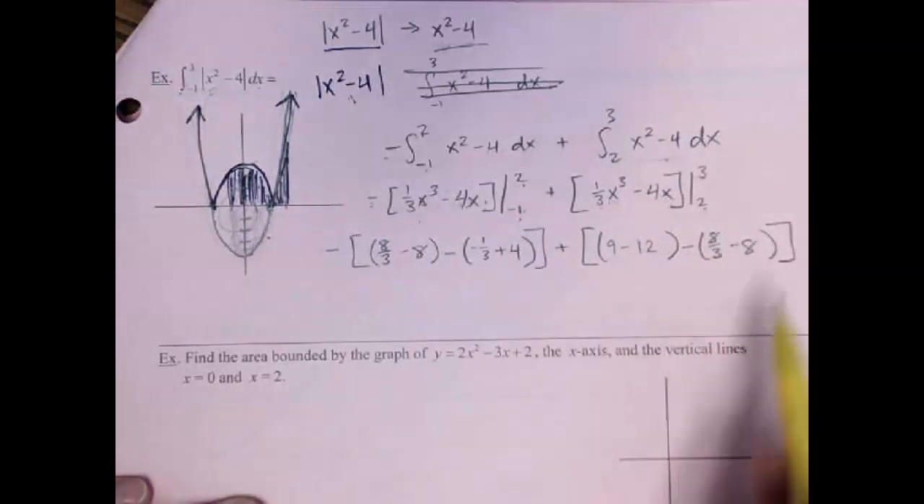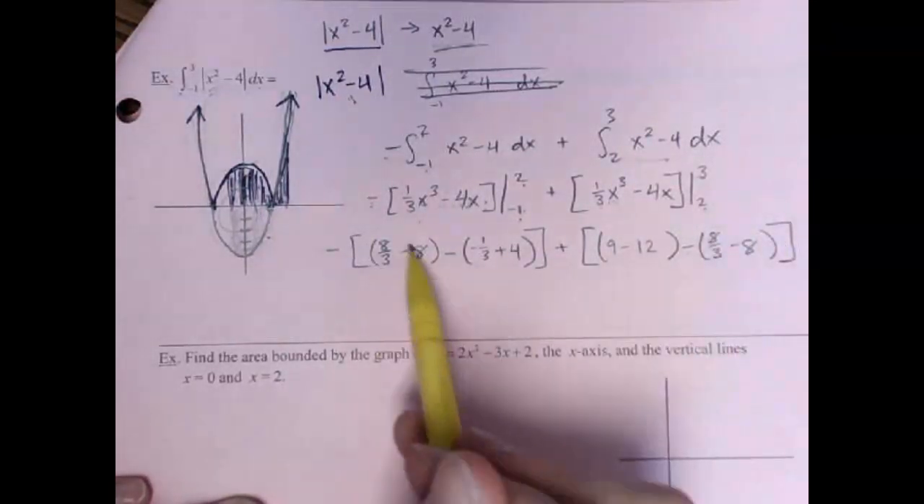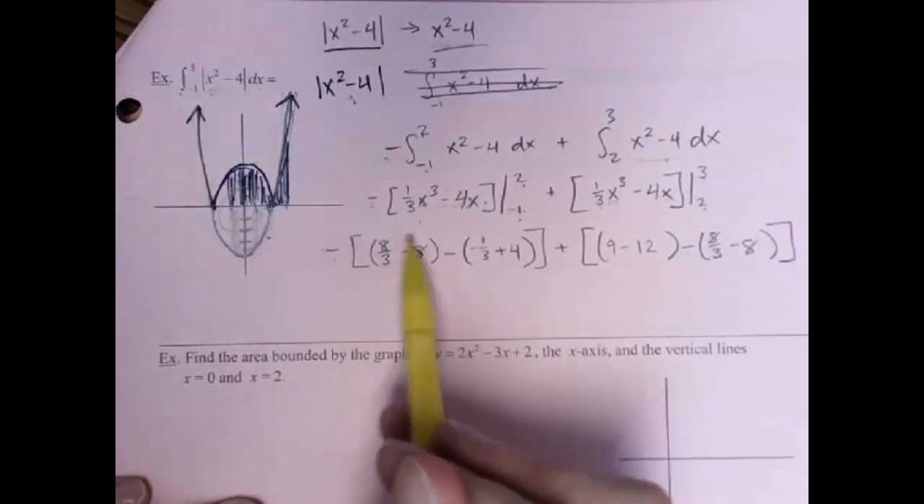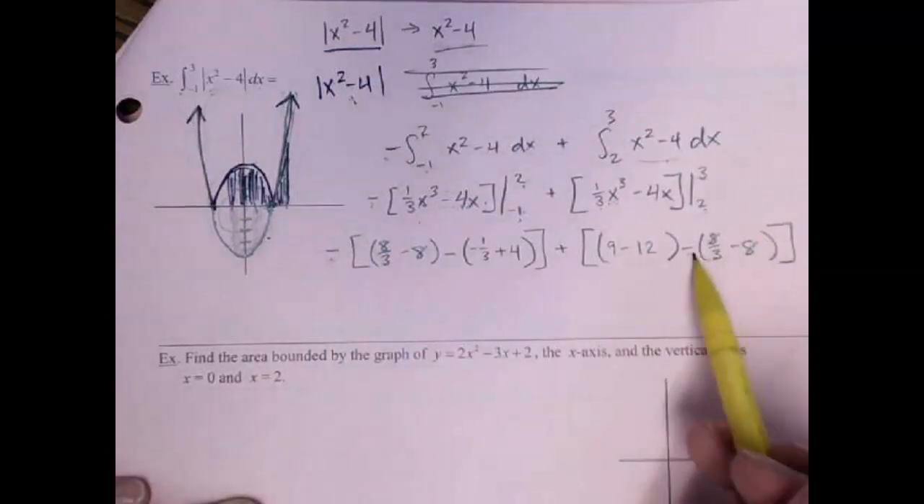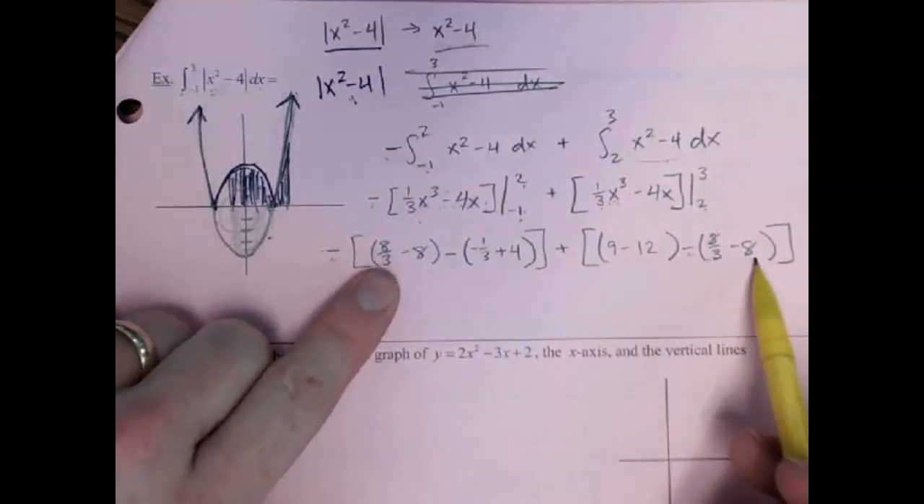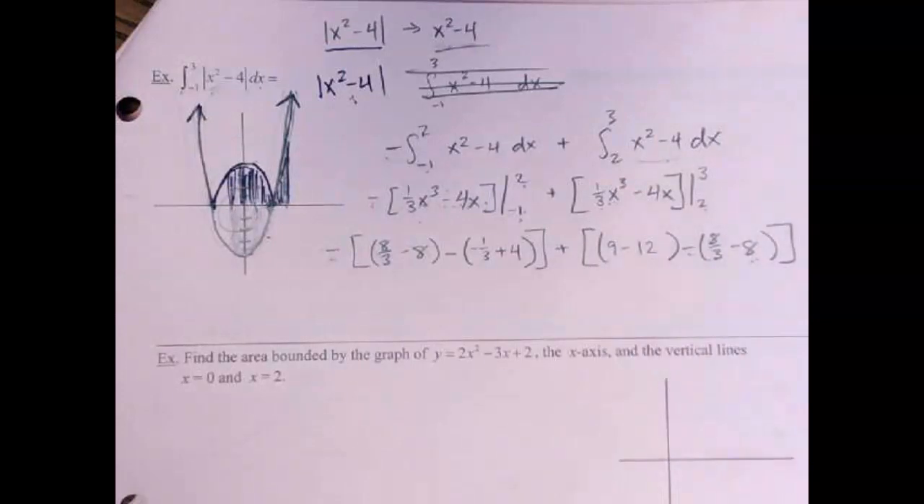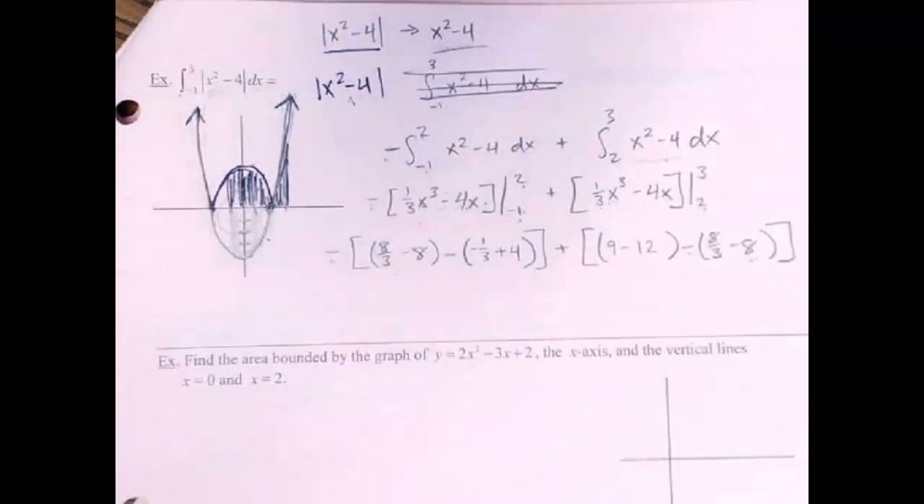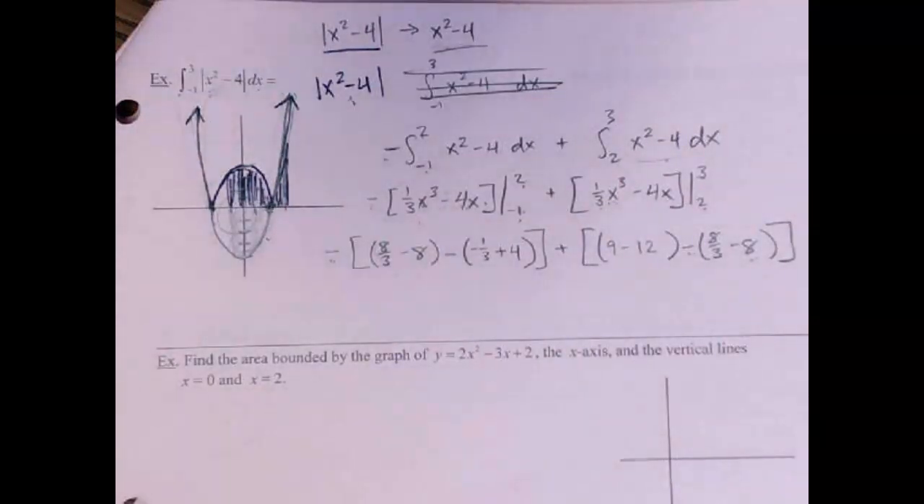Now be careful. This chunk and this chunk don't cancel. So look, that term, that negative, you distribute. So this chunk is all negative, and then this chunk is all negative. So those don't cancel. Those are actually combined, and they're going to double. So be careful. Don't assume that those are going to cancel. Sometimes they might, which is nice, but they won't always.